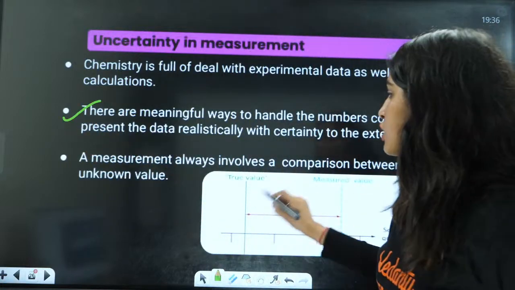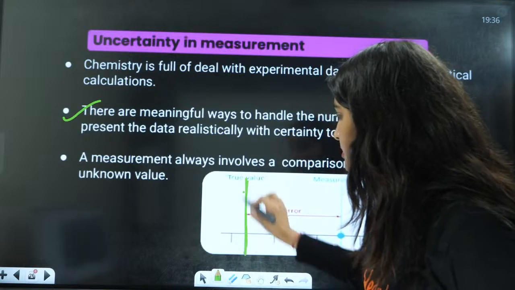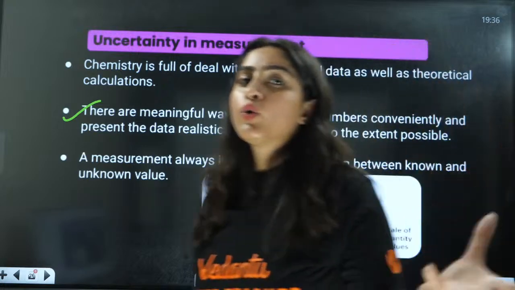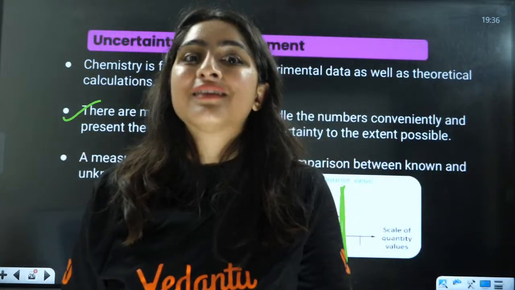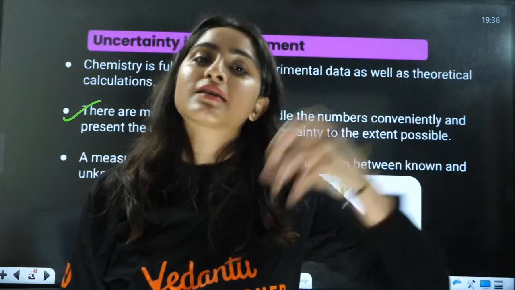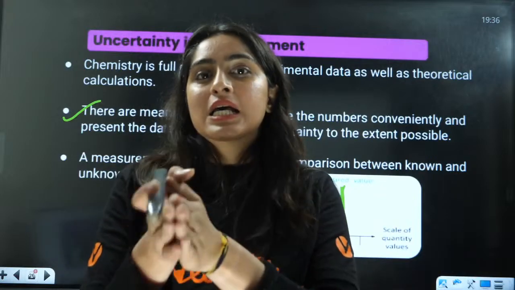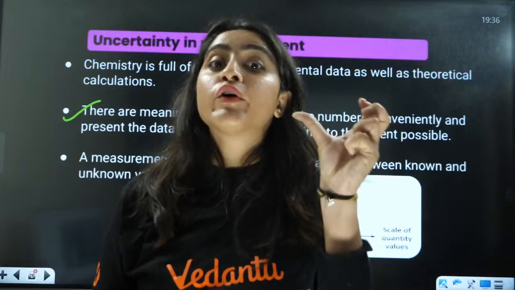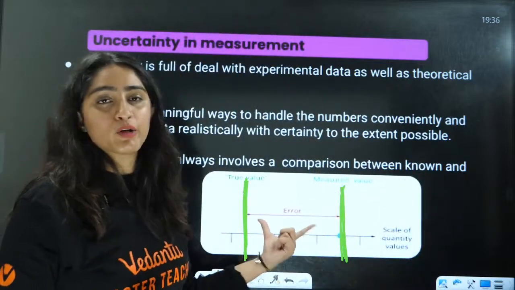First is, so this is the true value. For example, this is the true value, and this is the measured value. The true value is what is expected in the lab, but the measured value is what is calculated by you. So there is always uncertainty in the laboratories, right? That is why we measure the error here. Okay, they're talking about the error here.